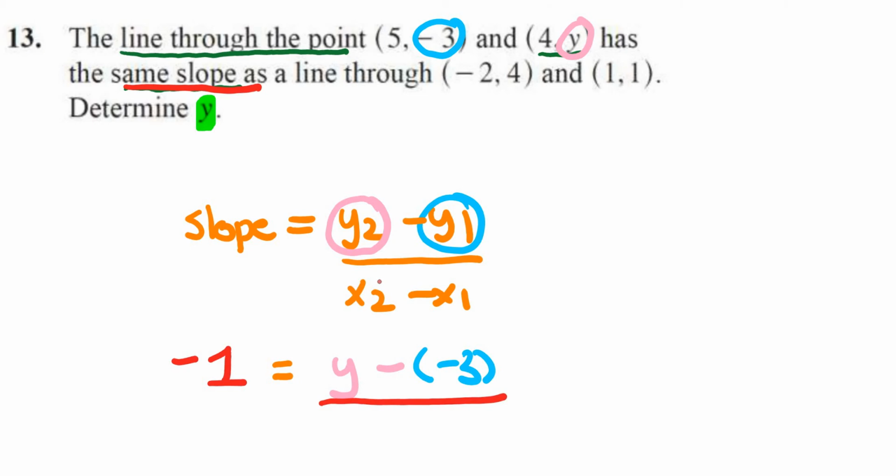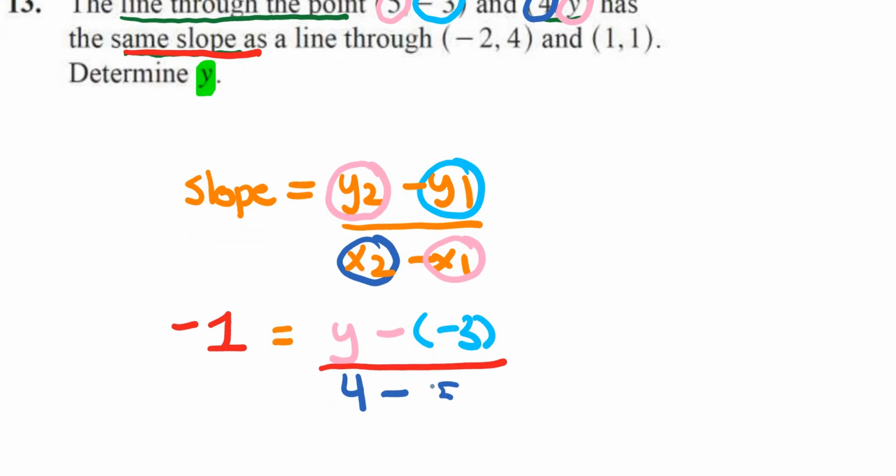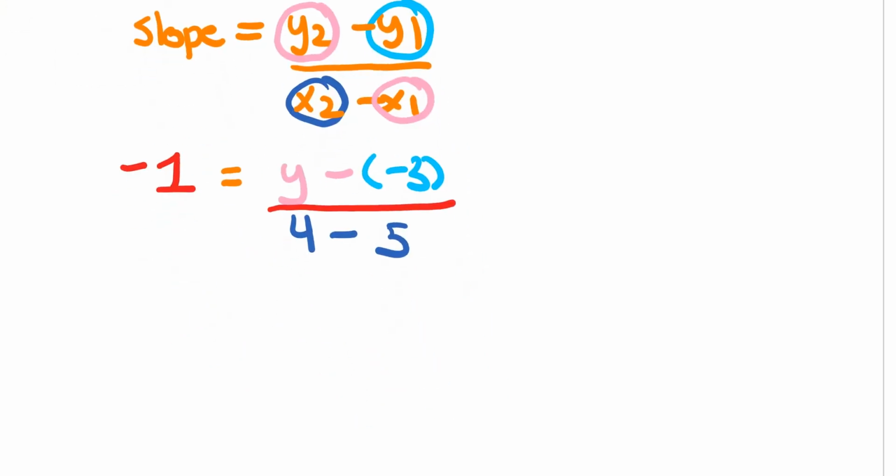All divided by, and what's the value of x2? Well, the value of x2 is going to be 4. So 4 minus, and then what's the value of x1 here? Well, the value of x1 is 5. So 4 minus 5. Then after that, we just got to solve this, and there's a minus and a minus. So this will be y plus 3 all divided by, and what's 4 minus 5? Well, 4 minus 5 is -1.